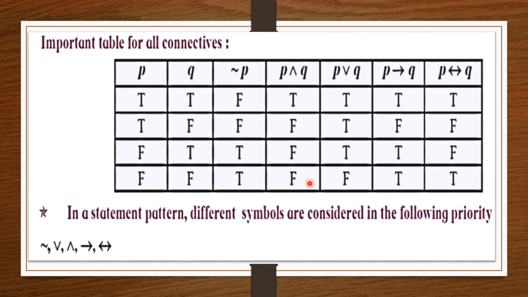Okay, now let's see, in a statement pattern different symbols are considered in the following priority. Now if you see, negation is first, then or, then and, then comes the implication, and the last is the double implication. The importance of this hierarchy or priority we'll understand when we discuss different examples of statement patterns, and that I will discuss in the next video.